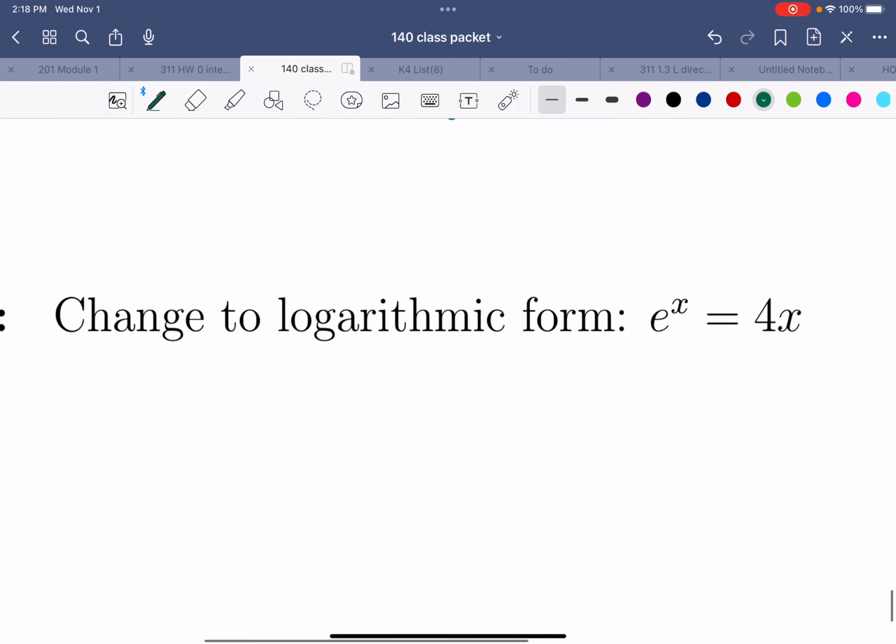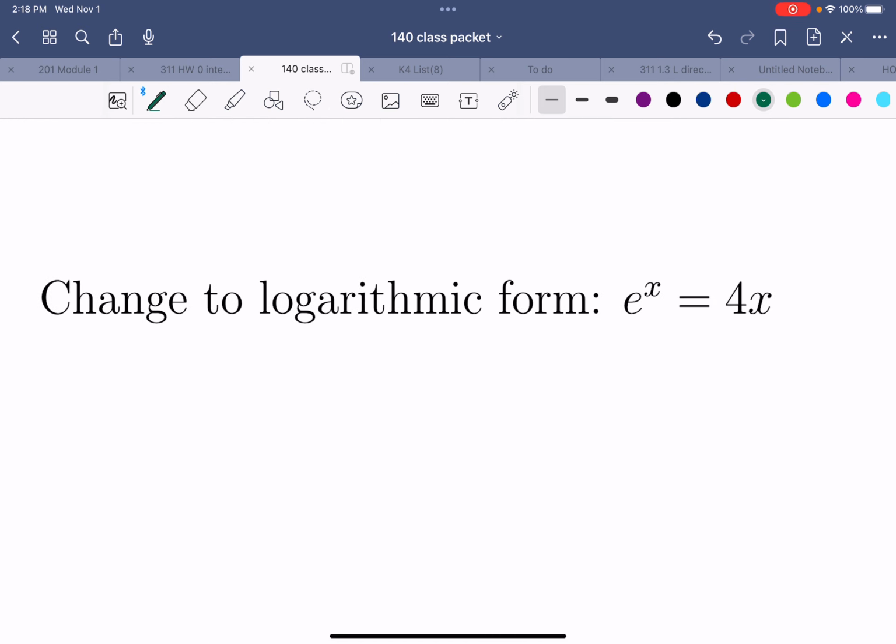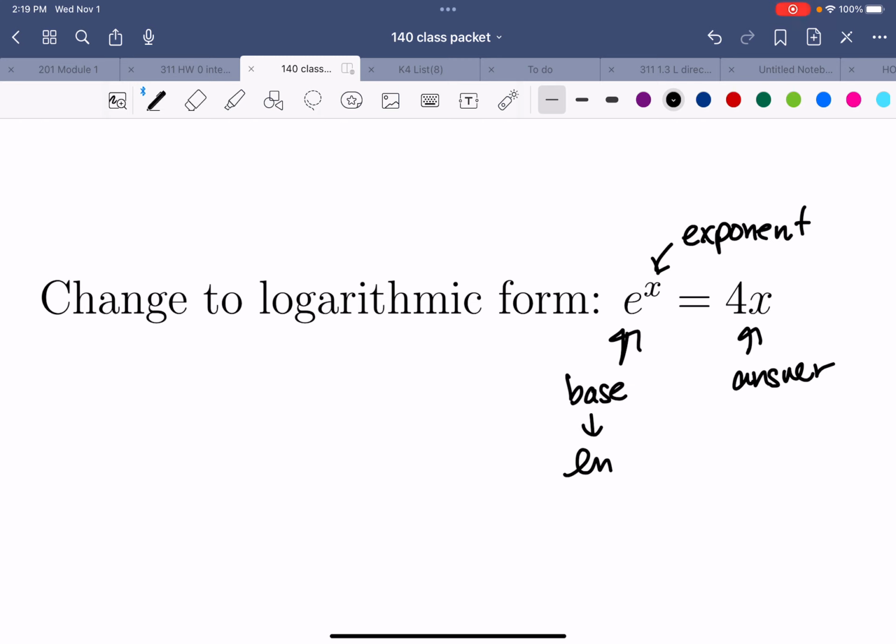And lastly, one with an e in it. So we're going to change this one to logarithmic form as well. So we've got base e, which tells me I'm going to use a natural log as opposed to a regular log. We've got our exponent, and we have our answer. And remember, our log is always of the following form. It's log base, but this one is natural, so we're going ln. So I don't have to write a base. Then I get the answer next. So 4x is equal to the exponent, which is equal to x. Okay.